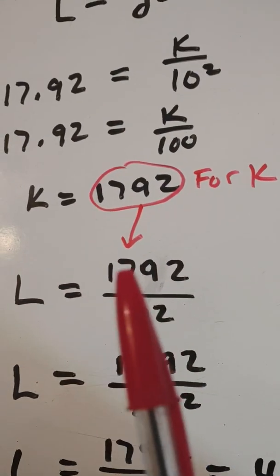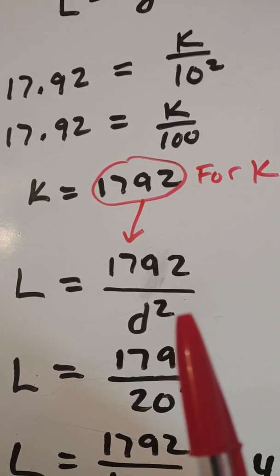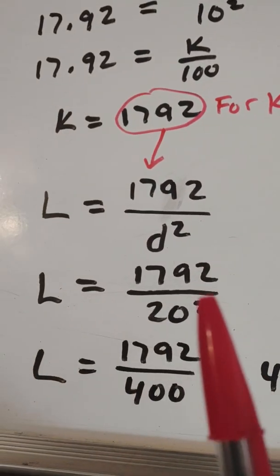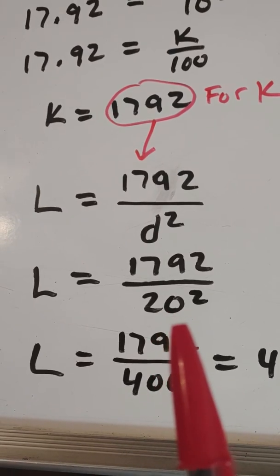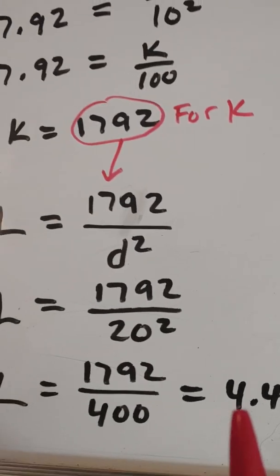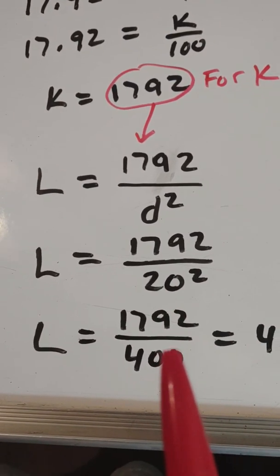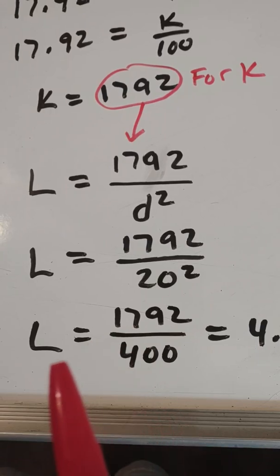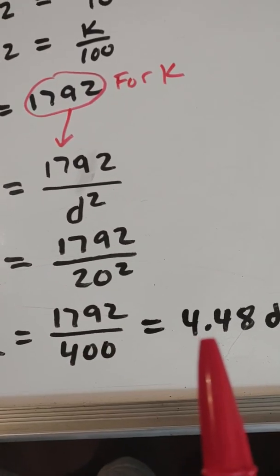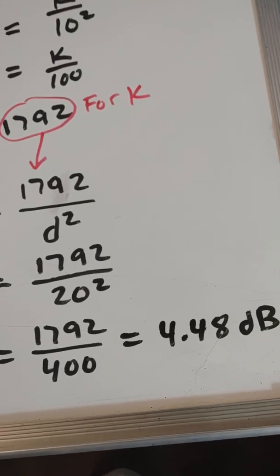We're going to take that 1,792 and put it in for K in the formula. Now we have L equals 1,792 over D squared. Then all I have to do is take the information it gave me, 20 feet. Put 20 in there, square it, I get 400. If I take 1,792 and divide by 400, I get 4.48. That's all there is to it.